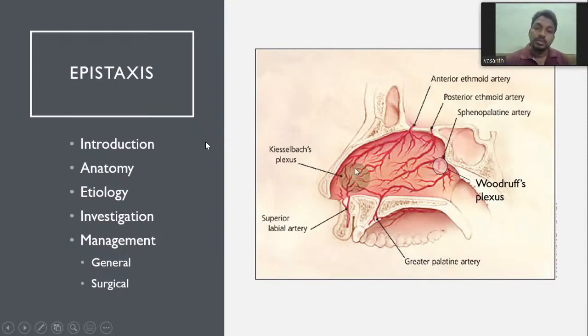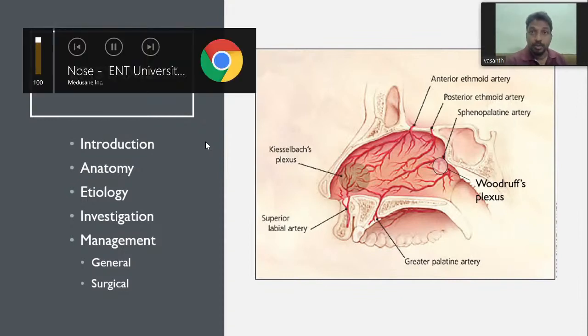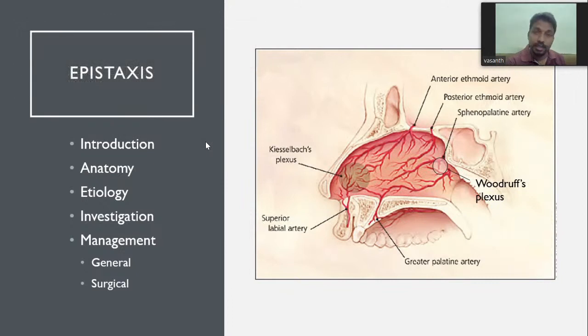So, Kesselbach's plexus or Little's area: that's what I remembered when I was an undergraduate. Greater palatine artery, anterior ethmoidal artery, sphenopalatine artery, and superior labial artery. That part of Little's area is an anastomosis where both the internal carotid and the external carotid take part. So write a brief mention about the anatomy, and if possible draw a diagram of Little's area and Woodruff's plexus so as to impress the examiner.